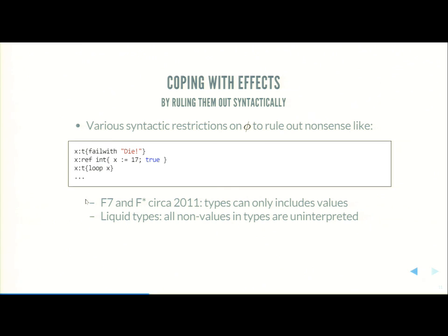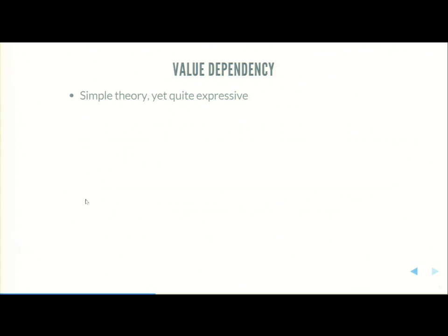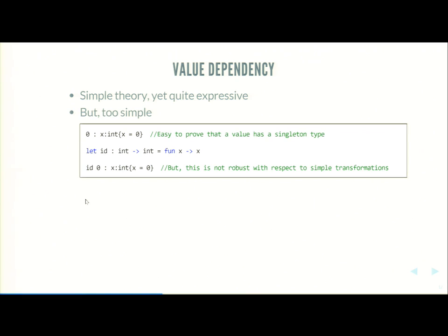In F7 and F-star, the prior versions, the restriction has been that these formulas have to be values. That straight away rules out all effectful stuff. In liquid types, I think you can write non-values there, but the non-values are just uninterpreted, so morally they're just like values anyway. This makes for quite a simple theory, and it's still reasonably expressive. We've done a lot of stuff with just value dependency in the past, but it's too simple.